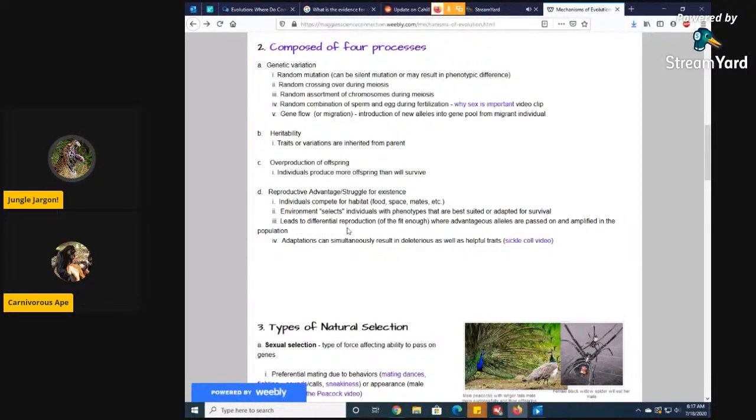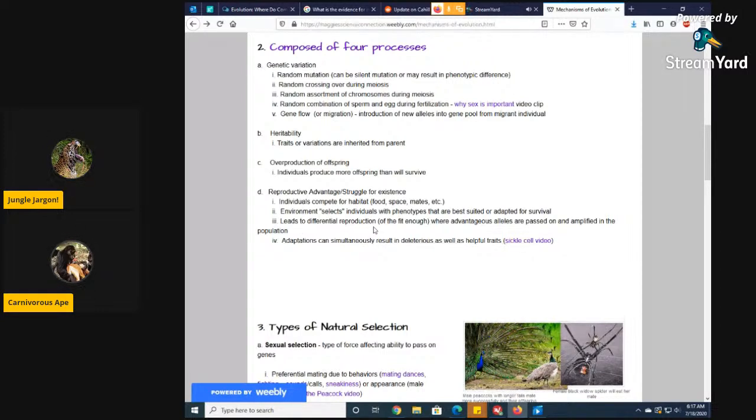Leads to differential reproduction. Hold on, whoa, how is that not evolution? Because you're selecting the best suited for the environment. Yes, the environment naturally selects individuals that are best suited or adapted for survival from an existing genome. It's not how the genome got there. Leads to, no, that would be differential reproduction.